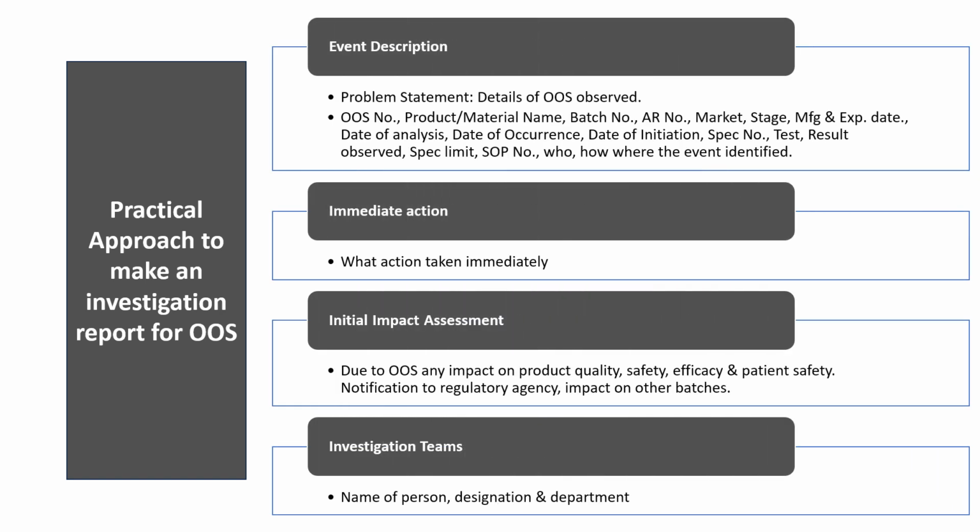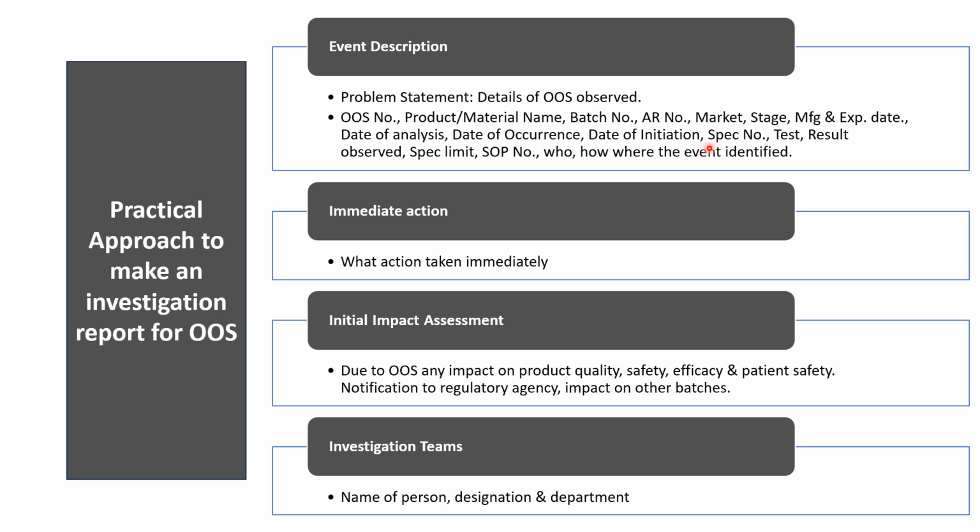First is the event description. Here you need to elaborate the problem statement, that is, details of the OOS observed. For example, if you have observed OOS results in an assay test, you need to describe the details. Also give the OOS number, which can be assigned based on the internal process, and provide the product or material name, batch number, AR number, market of product, stage, manufacturing and expiry date of product or material, date of analysis, date of OOS occurrence, and date of initiation.